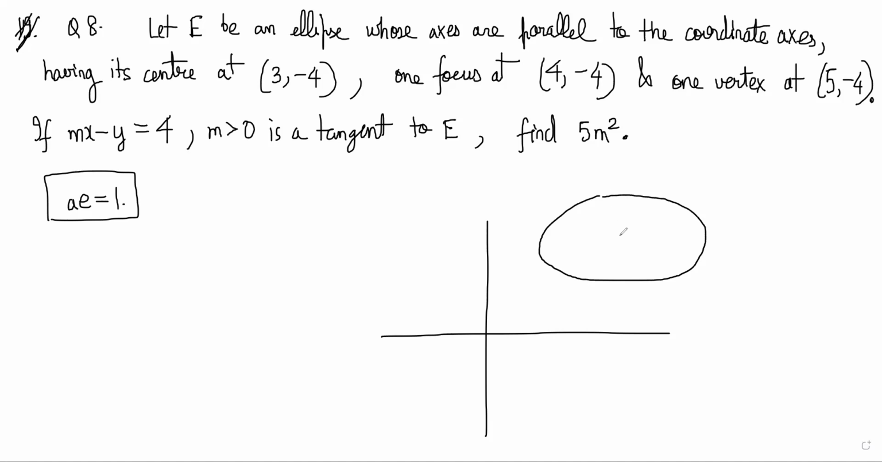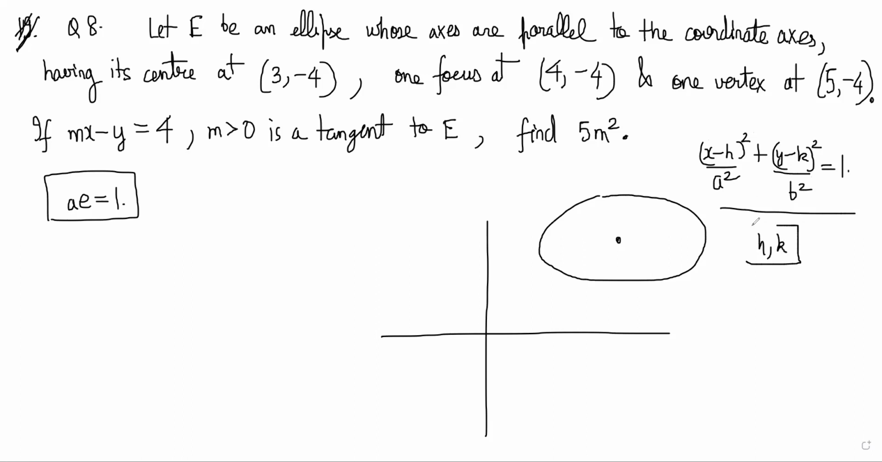your ellipse becomes something like this: (x minus h) whole square by a square plus (y minus k) whole square by b square is 1, right? Center is (h, k) here. This is a standard ellipse drawn with a different center. Basically, the axes are parallel to the coordinate axes. Obviously, in a more complicated question it could have been tilted like this, but that is not the thing. Therefore, we can write the equation like this.